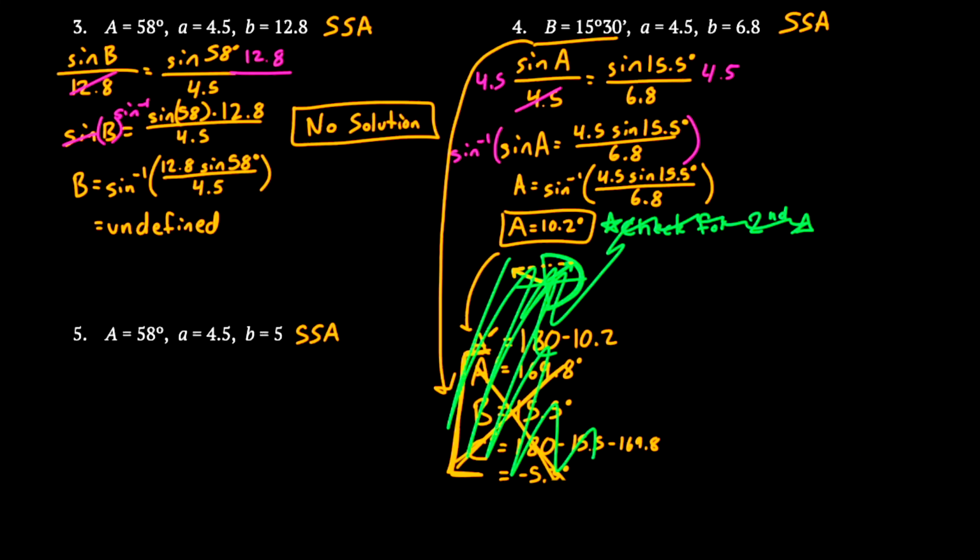We don't have to worry about that second triangle, but we haven't finished solving our first triangle. We have angle B, angle A. We need our third angle. That'll be really easy to find. We can just subtract the two we know from 180. So we get 154.3 degrees.